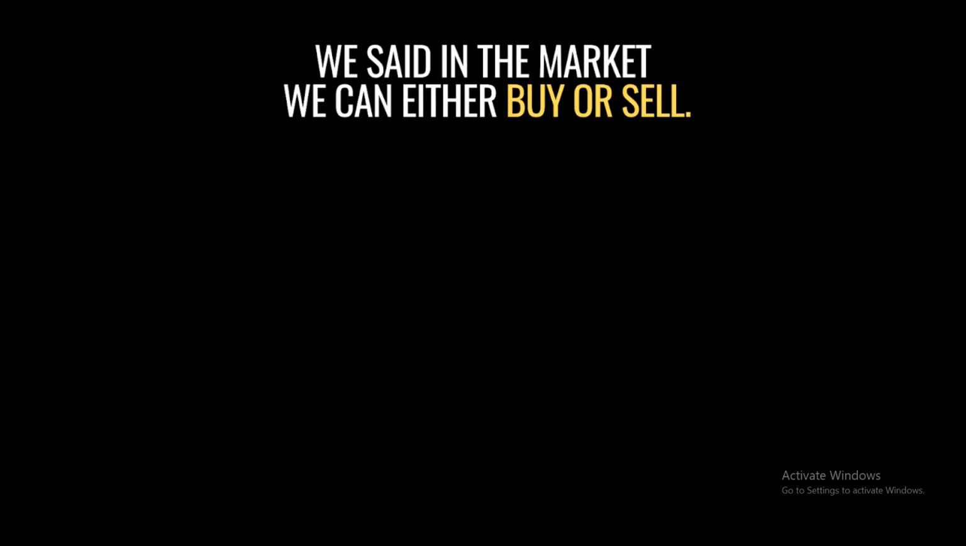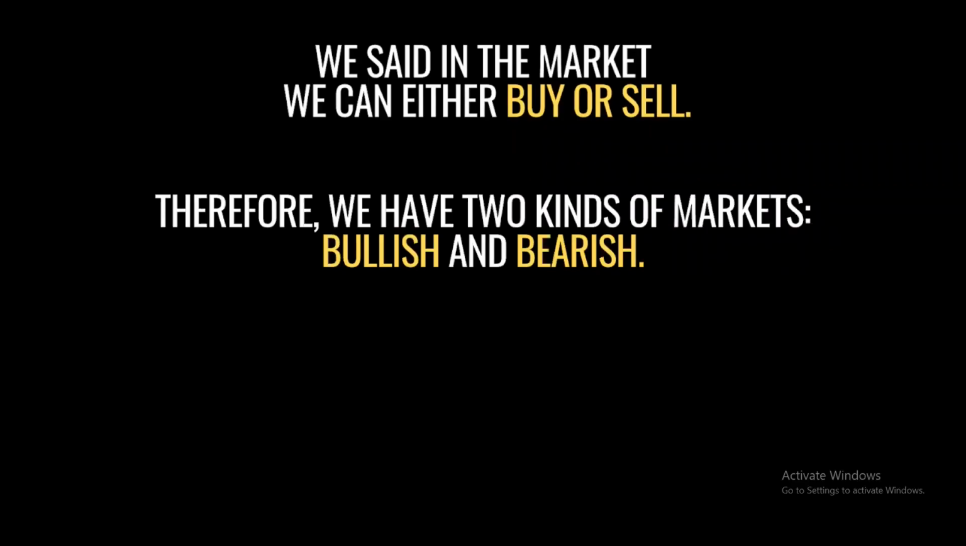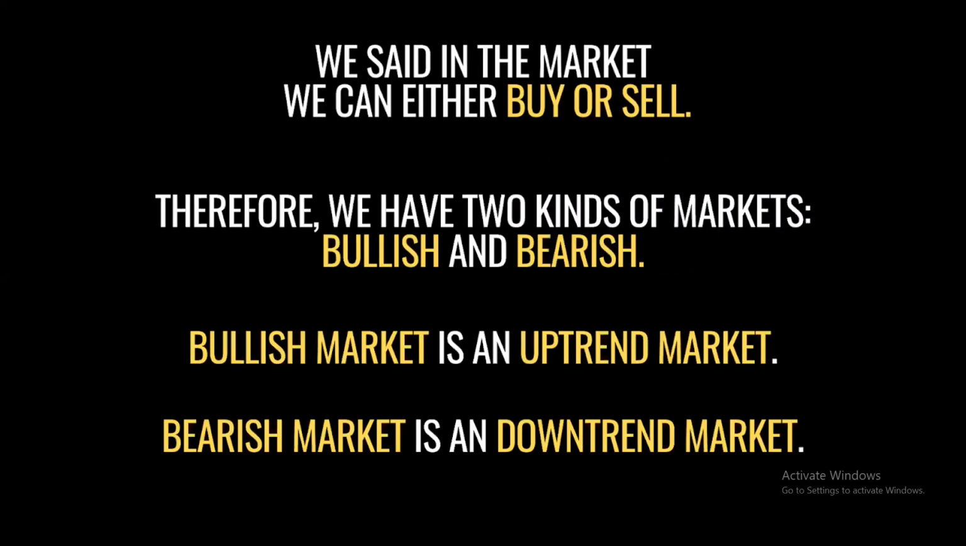In the previous video, we said that in the market we can either buy or sell currency pairs, right? And we want to do that when we are in trend, when we can see the clear picture and where the price wants to go. As we said, we have two kinds of markets: the bullish and the bearish. A bullish market is an uptrend market and a bearish market is a downtrend market. So the price is either going up in an uptrend or down in a downtrend. Pretty easy things to understand.